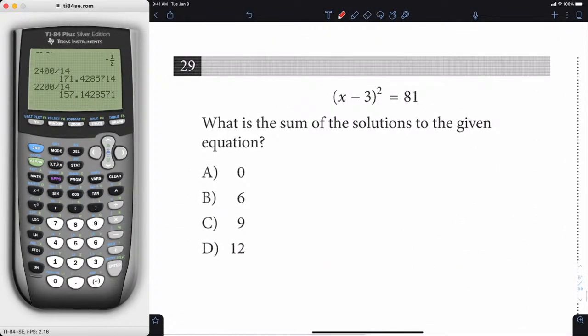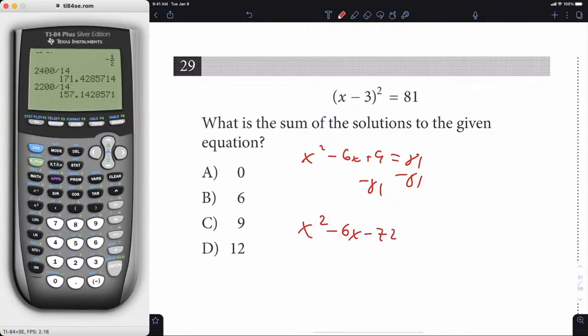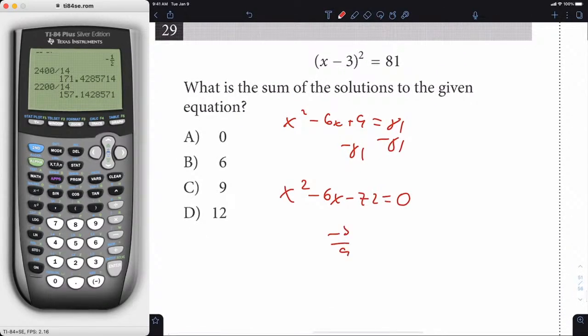What is the sum of the solutions to the given equation? What do I want to do here? Let me think. I guess factor. X squared minus 6x plus 9 equals 81. Subtract 81. X squared minus 6x minus 72 equals 0. And then the sum of the solutions is just negative b over a. So 6 over 1, 6.